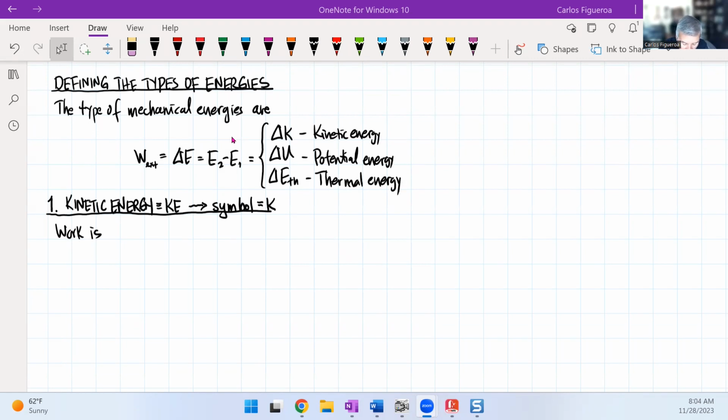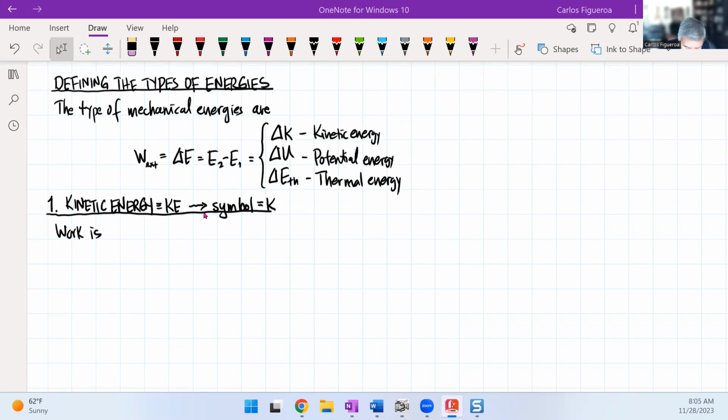So just going in that order, the first one that I'm going to look at is kinetic energy. If I write the word kinetic energy, I'm going to abbreviate that with KE, but symbolically, the way we deal with it in mathematical equations is we write K.